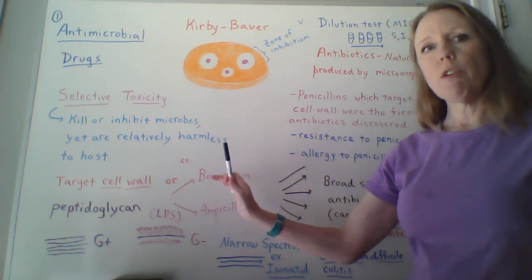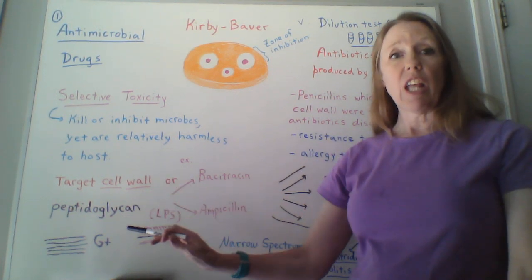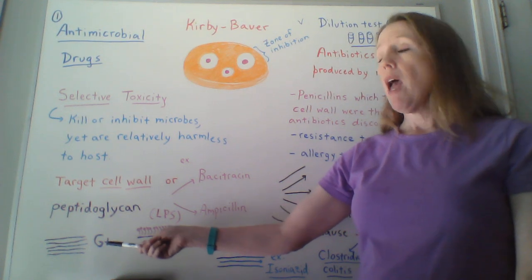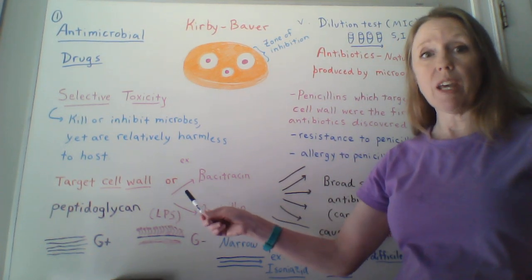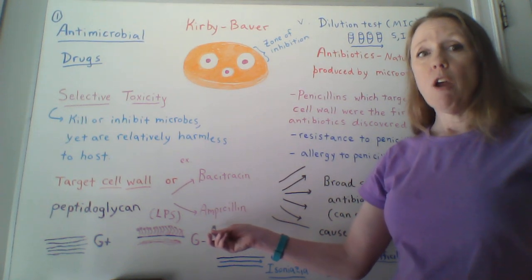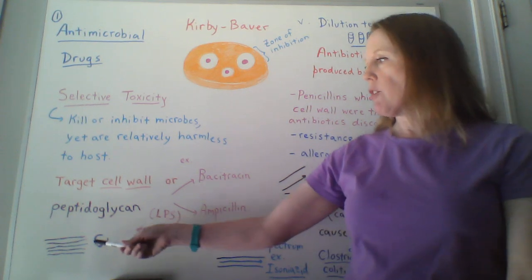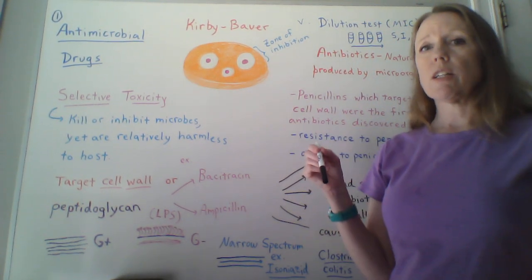So just a quick review, the cell wall, we have peptidoglycan. If it has a thick layer of peptidoglycan, that's called a gram-positive bacteria. And then if it has a very thin layer of peptidoglycan and mostly LPS, lipopolysaccharide, that is a gram-negative bacteria. Remember, the gram-negative will stain pink, the gram-positive will stain purple. And so that's called selective toxicity.